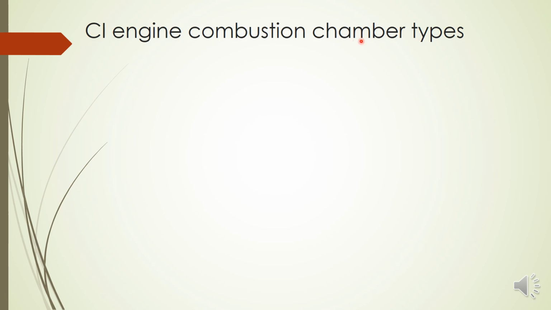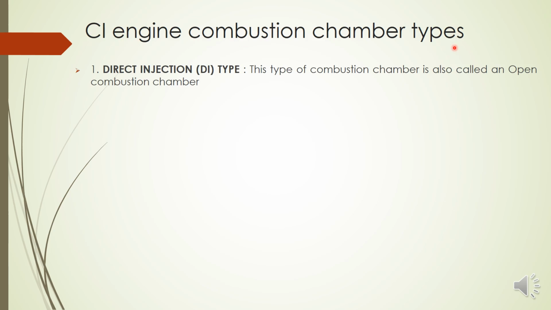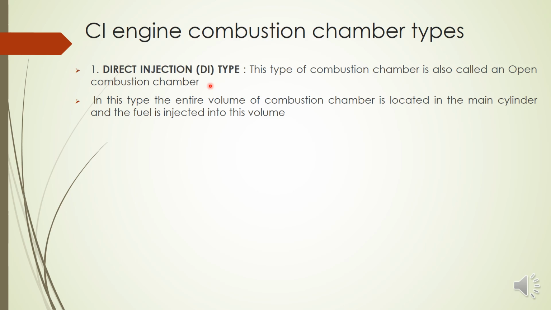Now what are the types of combustion chamber? Already we have discussed the types of swirl, these three types. Then based on this we have combustion chamber types. Mainly we can broadly classify it into two categories: direct injection type and indirect injection type. The direct injection type is also known as open type combustion chamber.